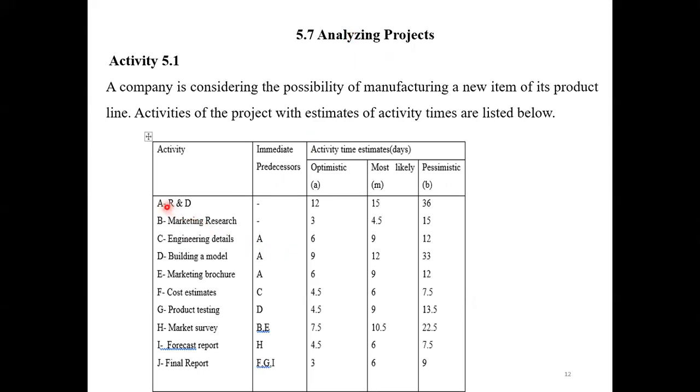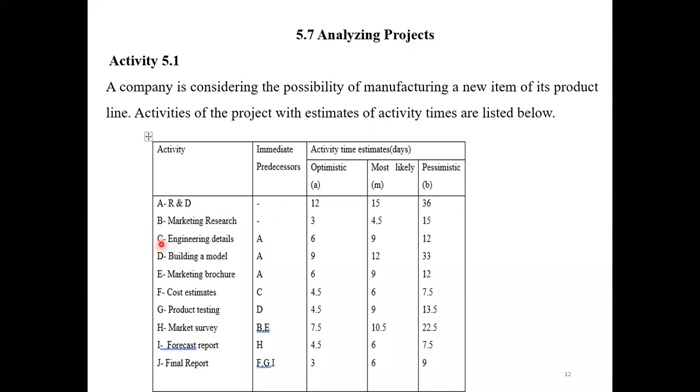Okay, now A and B start parallelly. One group is doing the research and development, and the other, B activity, is separately doing the marketing research parallelly. So there is no immediate predecessor. Any activity to begin with, at least one will have no immediate predecessor. That's the starting point. In this case, two activities can be performed parallelly from the beginning.